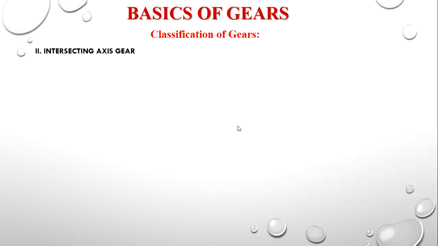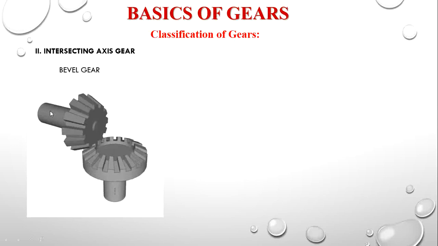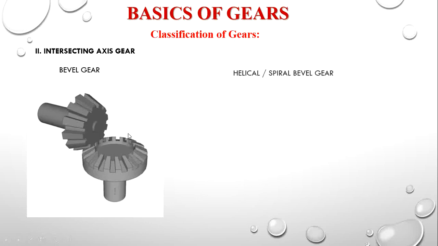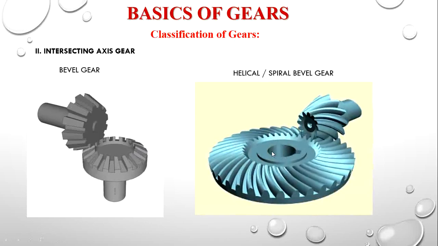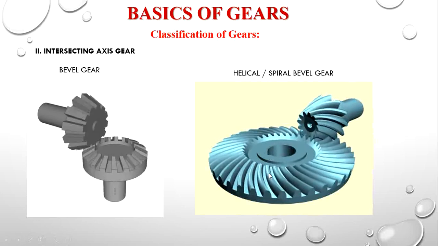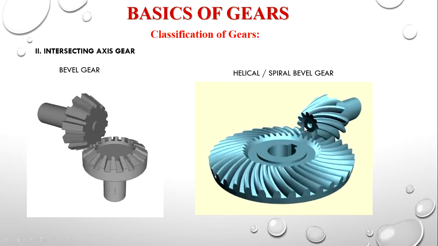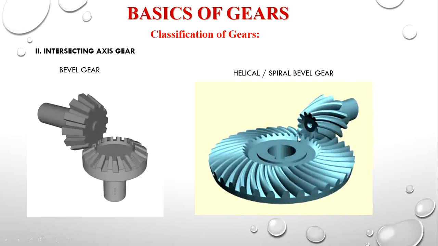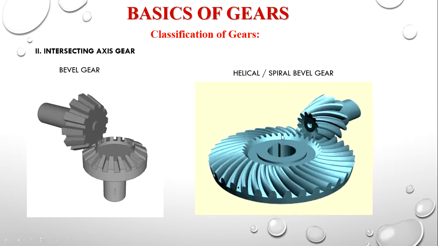Subsequently, we classify intersecting axis gears. Whenever the axes of two shafts intersect, those types of gears are called intersecting axis gears. One such type is bevel gears with straight teeth. Bevel gears transmit power from one shaft to another shaft at a different angle or at 90 degrees. So these two axes intersect. And next is the helical bevel gear or spiral bevel gear. If the same bevel gear has helical teeth over it, that is called a spiral bevel gear or helical bevel gear. That is also an intersecting axis gear.